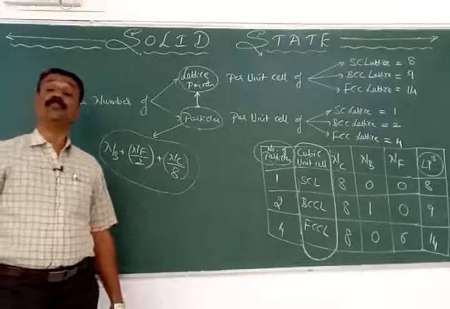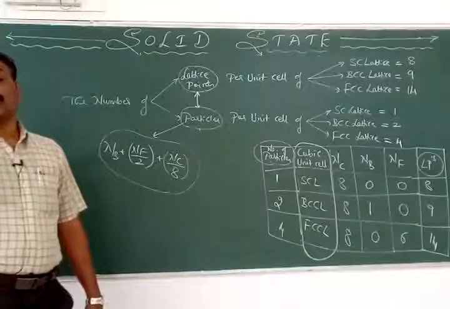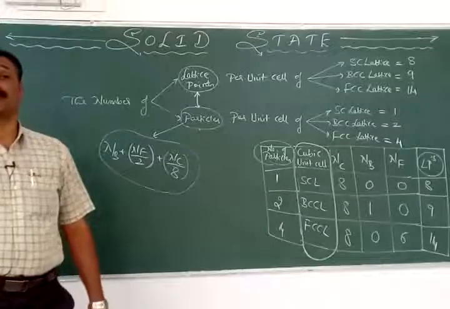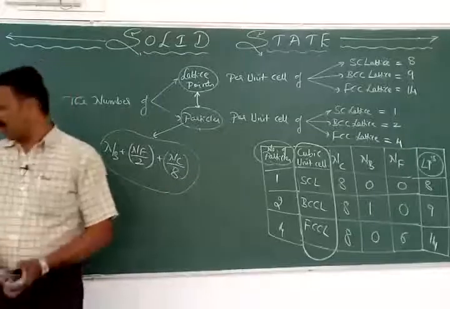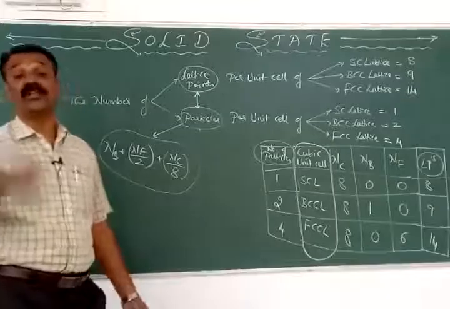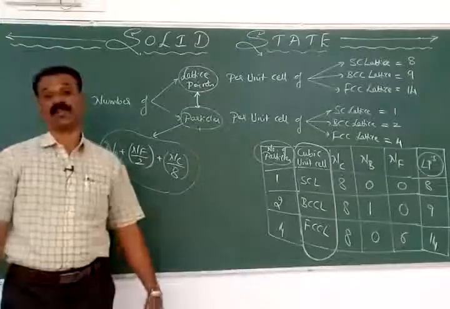So this is about the types of cubic unit cells. Then what type of lattice points are present in the 3 different types of cubic unit cell, and finally how many particles are present, or how to calculate the number of particles present per unit cell of either the SC lattice or the BCC lattice or it may be the FCC lattice.